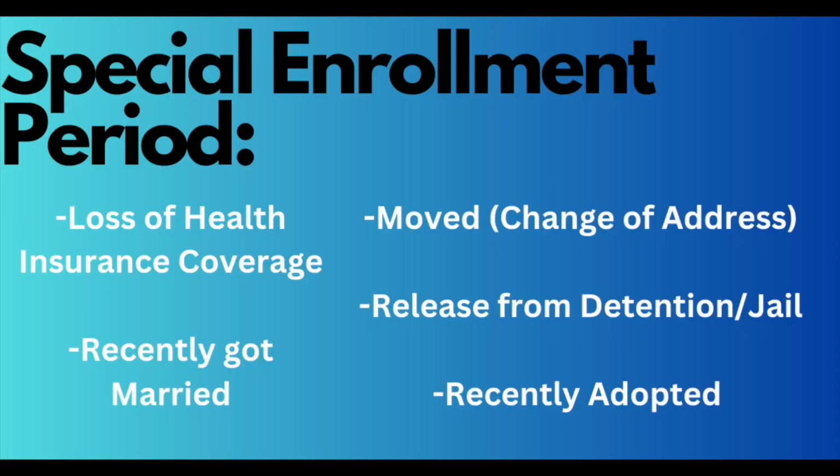Losing health insurance coverage, and this includes losing Medicaid. So if you recently lost Medicaid, you have 60 days to enroll. You recently got married. You recently changed your primary place of living. So say you're in one zip code and you move to another zip code, and that plan is no longer available, then you could change your health insurance. From one state to another state, then obviously you could change and enroll in marketplace health insurance.